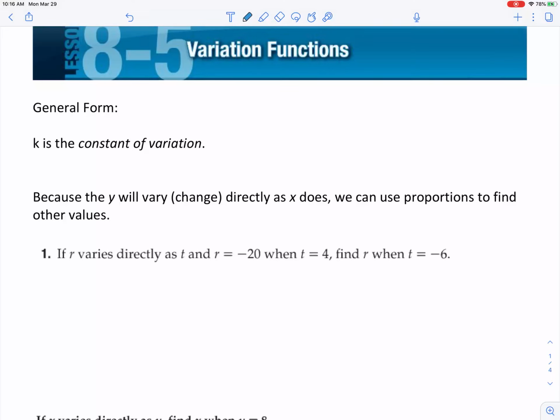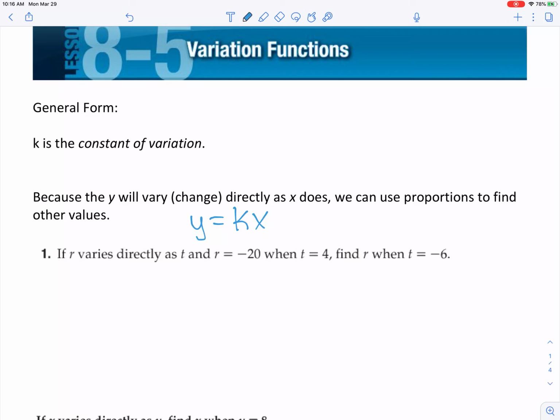Welcome to 8.5, where we get to talk about variation functions. The first one we'll talk about is direct variation, and this is going to have a formula that looks like y equals kx. In this scenario, y and x are two numbers that are compared to each other. Y will vary or change directly as x does, so we can use proportions to figure that out, or just simply the direct variation equation, y equals kx. K is just how they're related to each other.